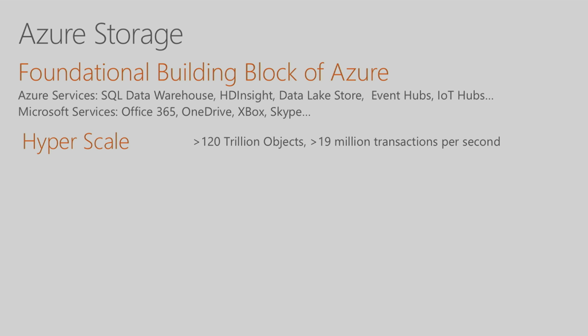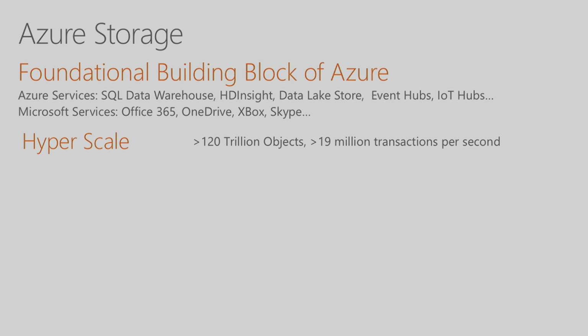So the storage service has a set of characteristics or capabilities that we like to talk about. The first one is hyperscale. So let me put some sort of color around that term because it's an often used term. One way we talk about it is the fact that we have over 120 trillion objects and over 19 million transactions per second to our platform.